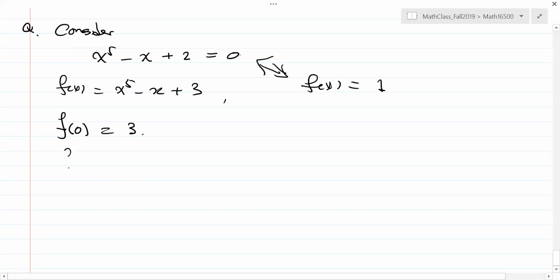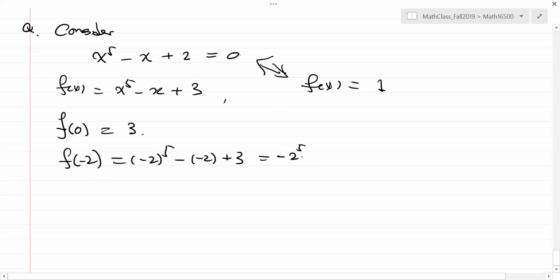I can choose -1 or -2. Negative 1 is going to be negative 1 to the 5th, which is negative, and minus negative 1 is positive. Okay, so negative 2: negative 2 to the 5th minus negative 2 plus 3.